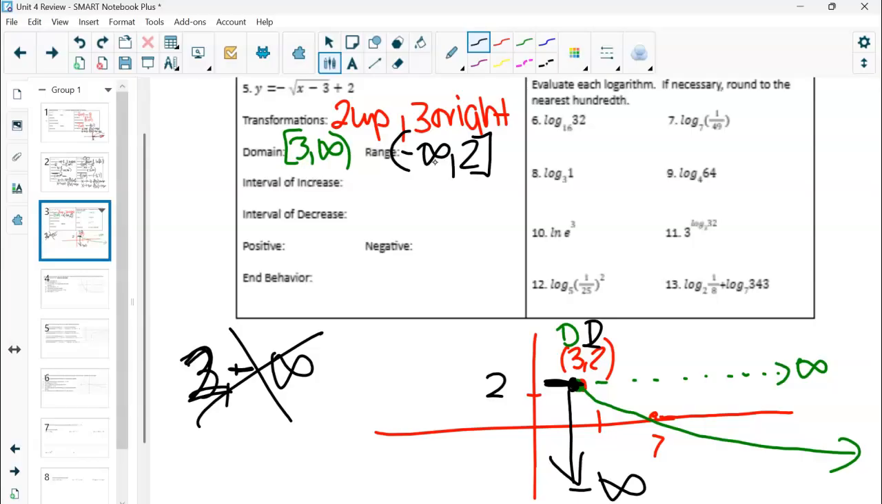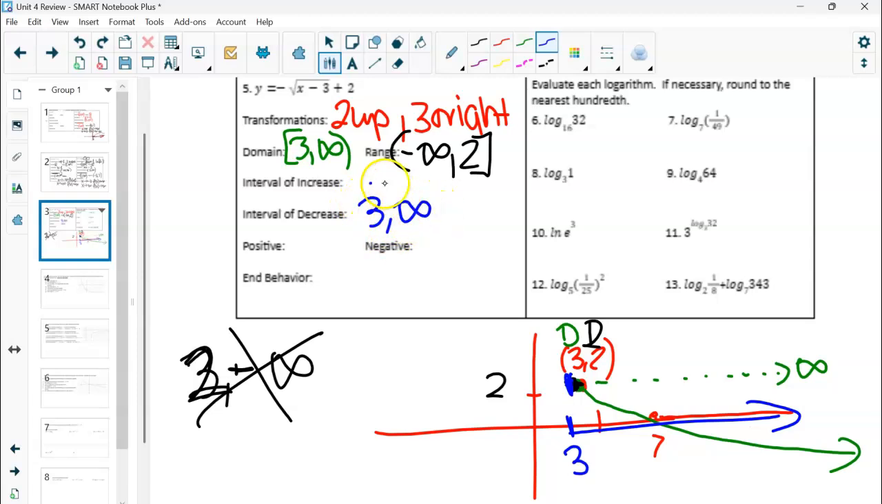Increase or decrease, this function is obviously decreasing. It is going down. So we are going to have a decrease, okay? And then again, how do we determine the decrease? We read everything else other than range, left to right. So our decrease is 3 to infinity. Okay, that's the area where the function is coming down. So 3 to infinity.